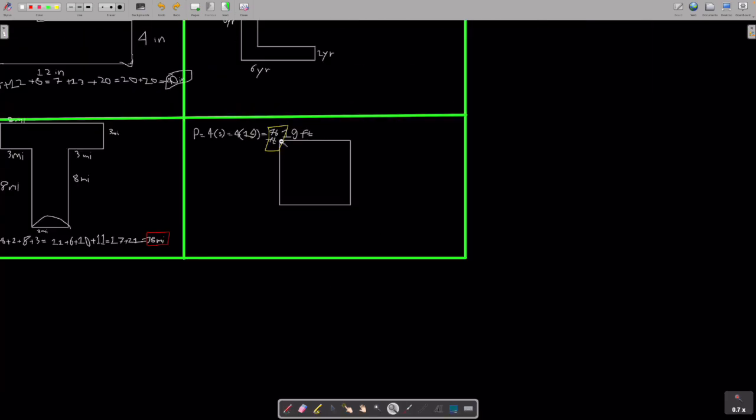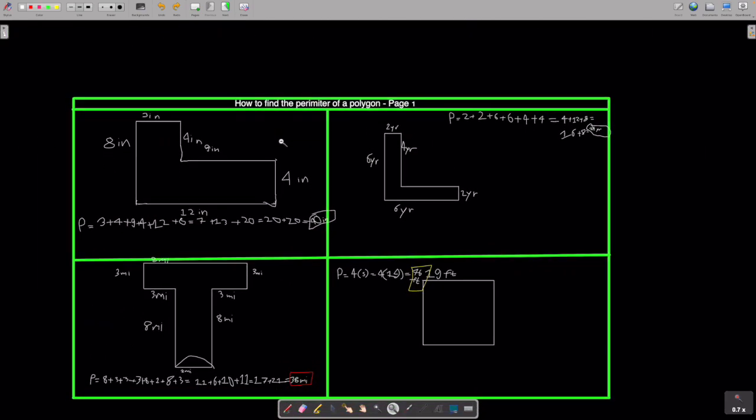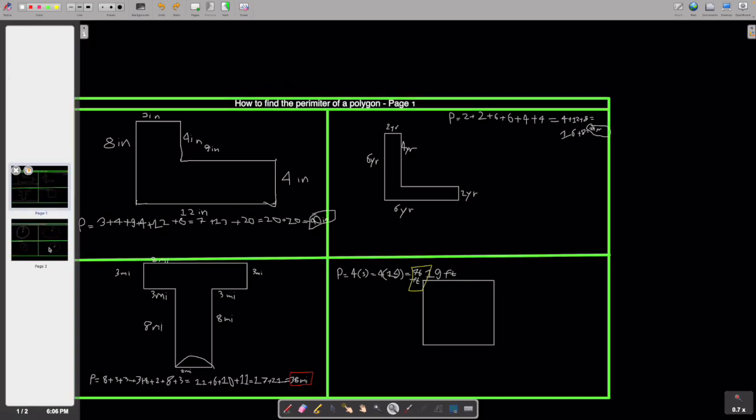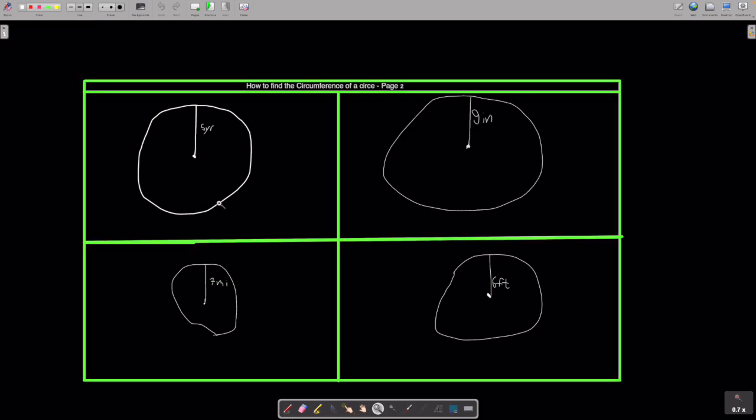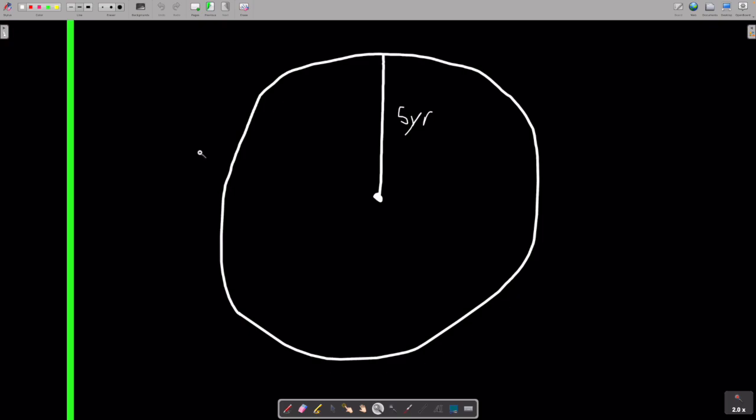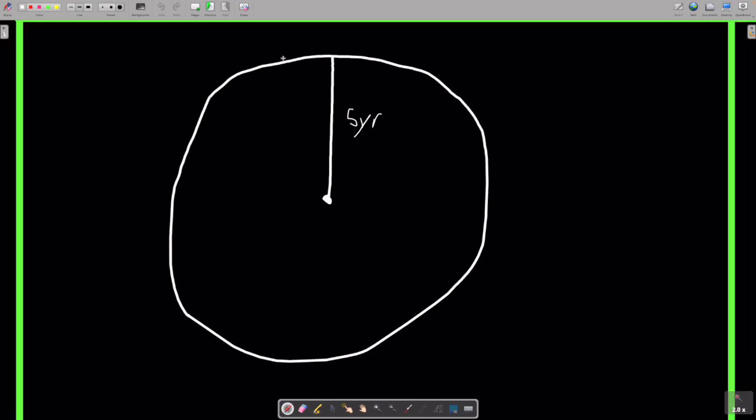So that's it. That's going to be it for how to find the perimeter of a polygon. This is page 1. And page 2 is right here. How to find the circumference of a circle. Almost deleted the page. So first we have 5 yards as the radius.